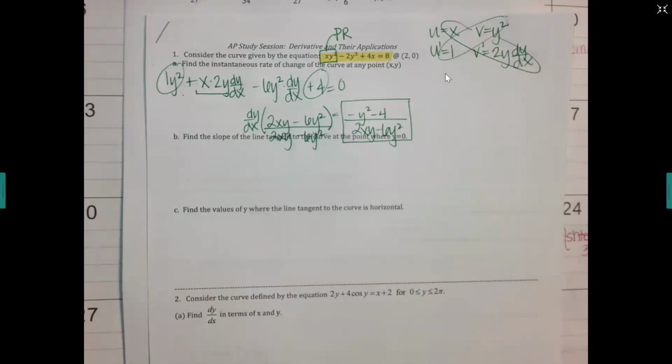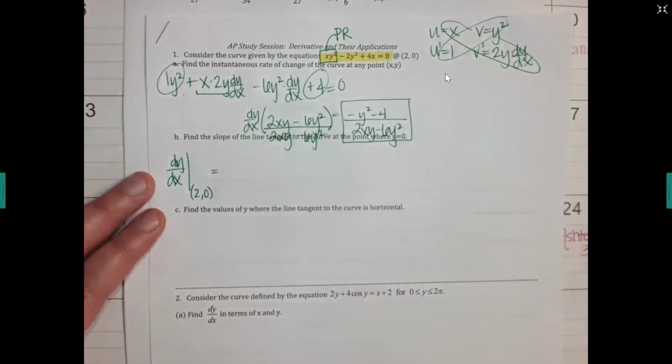Okay, this is the instantaneous rate of change, which is just a fancy way of saying it's the derivative. So instantaneous rate of change and derivative are the exact same thing. Okay, part B, I want to find the slope of the line where my y is a 0. But notice they already gave me that point right here. So dy dx, vertical line, 2, 0.